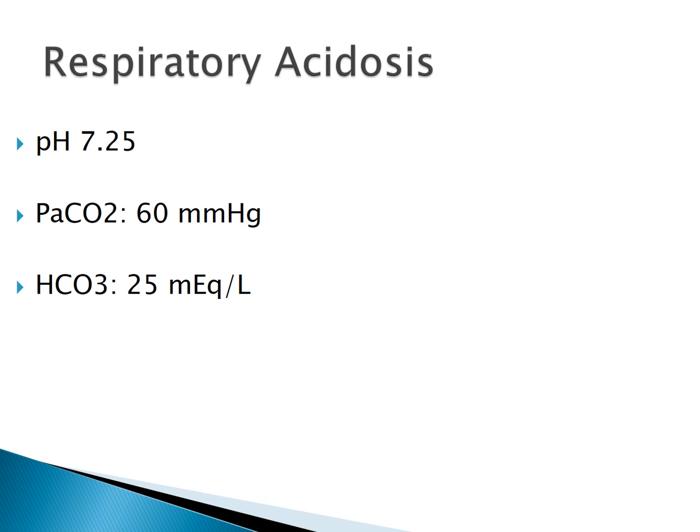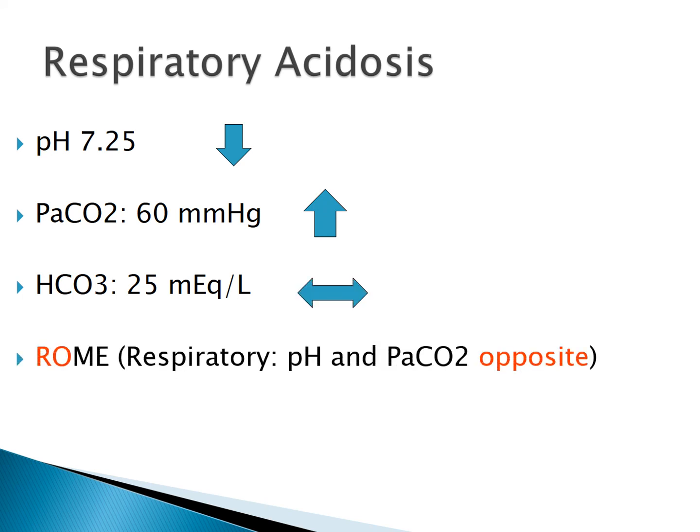And then the bicarb is 25. So that again is normal. Remember, your normal bicarb is 21 to 28. So if you look at this, respiratory pH 7.25, which is acidotic, PaCO2 is opposite, it's higher, 60. So that's respiratory acidosis. So ROME, respiratory pH and PaCO2 are opposite.